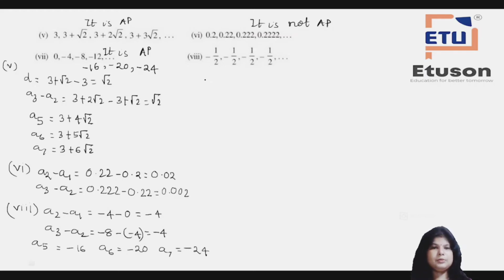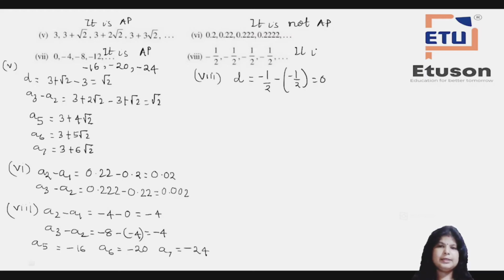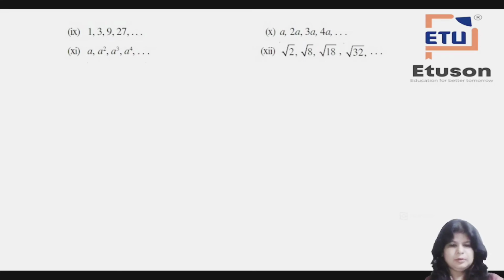Now look at the last one. It is very easy. Directly you can see that it is not changing. Here the common difference, without doing anything, you can see minus half minus minus half is equal to 0 everywhere. So the common difference is 0. Hence it is AP, and the subsequent numbers will be minus 1 by 2, minus 1 by 2 and minus 1 by 2. Right?